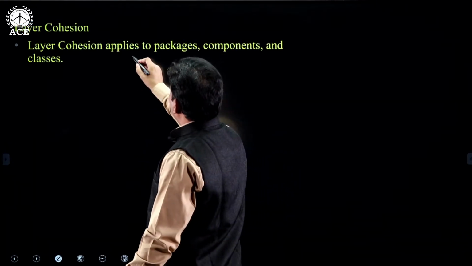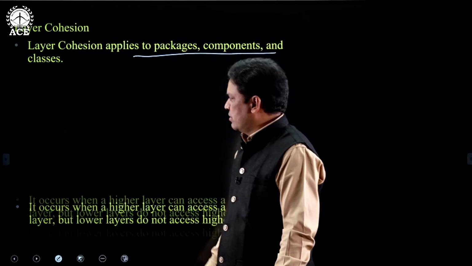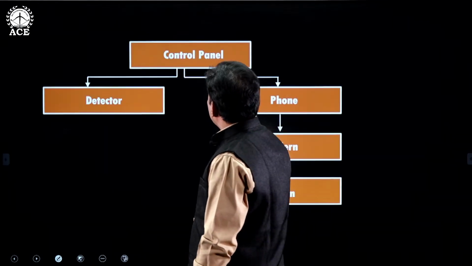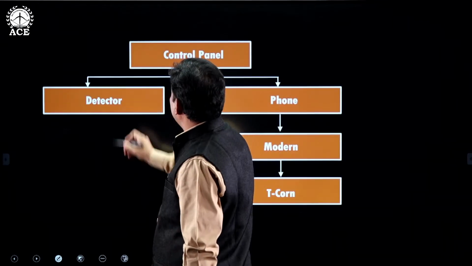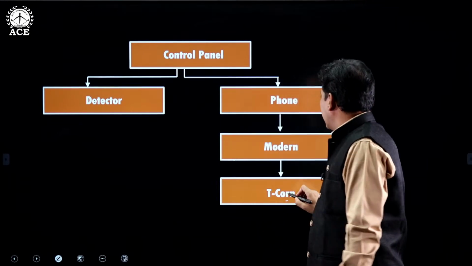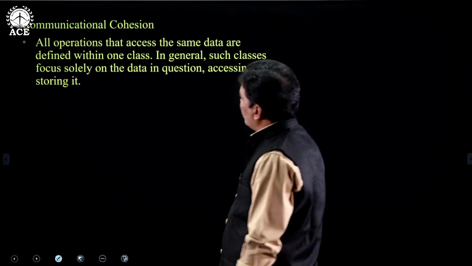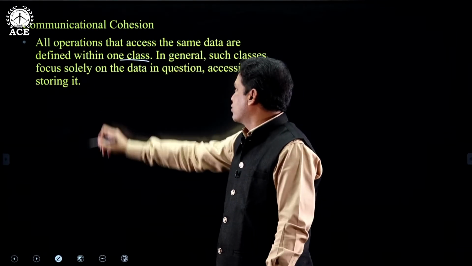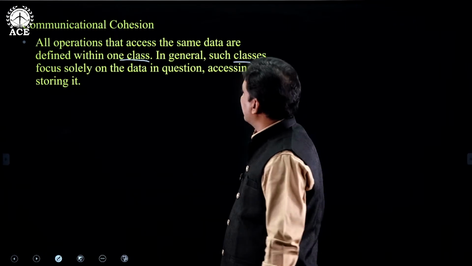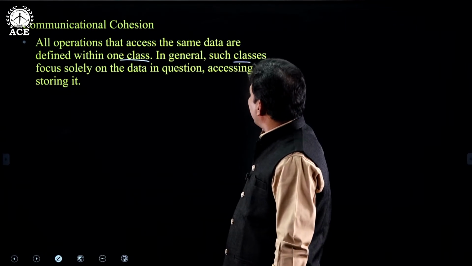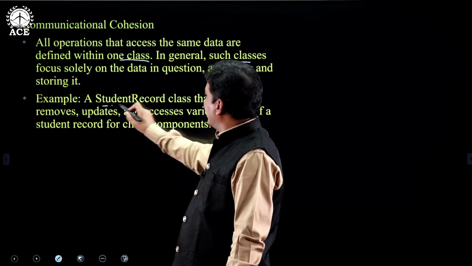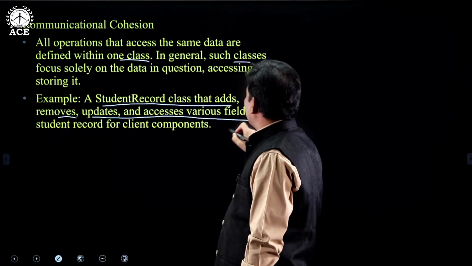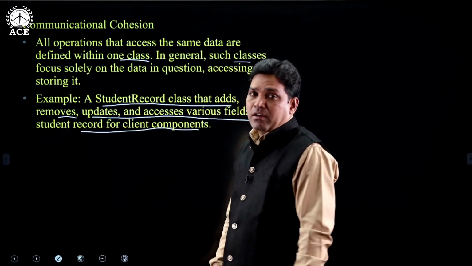Layer cohesion. Layer cohesion applies to packages, components, and classes. There, that is where exactly we can apply layer cohesion. And this is the control panel, which has detectors, phone, and so on. And communicational cohesion: all operations that access the same data are defined within one class. In general, such classes focus only on the data, accessing and storing it. For example, a student record class that adds, removes, updates, and accesses various fields of a student record for client components.